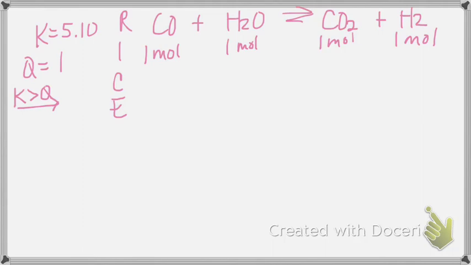So what that means for our change is we're going to do minus X, plus X, and plus X. Now, if we had favored the other way, that would be exactly opposite.